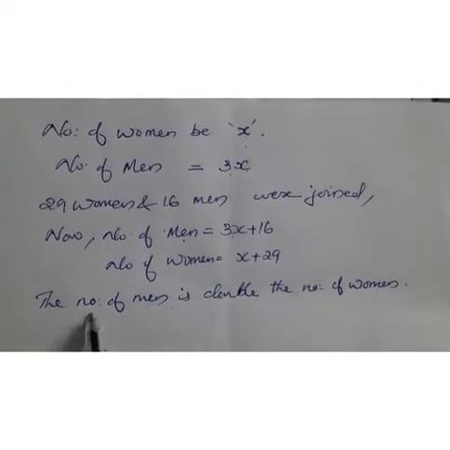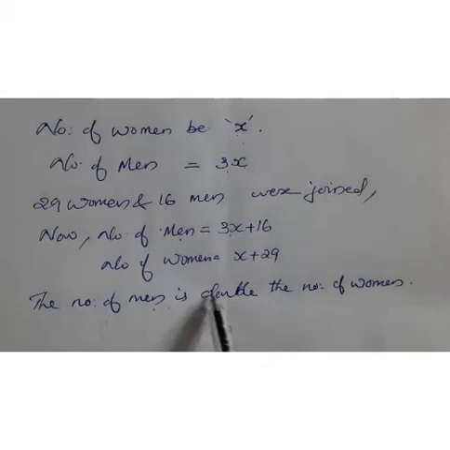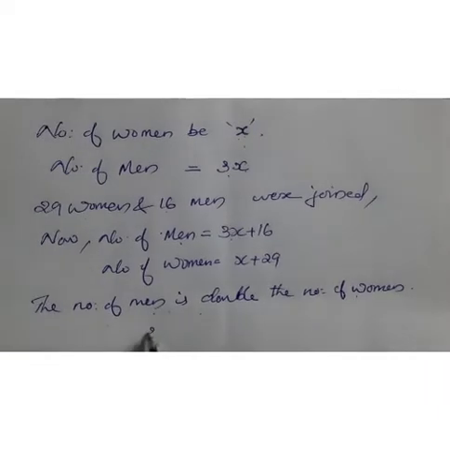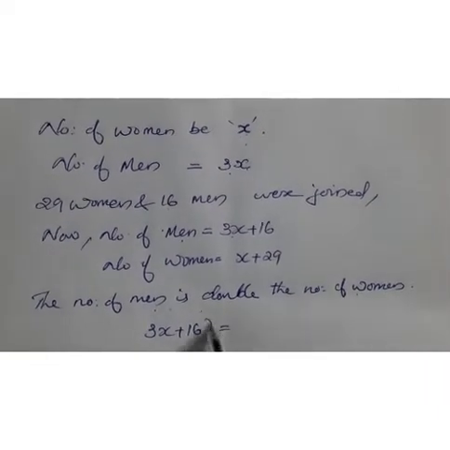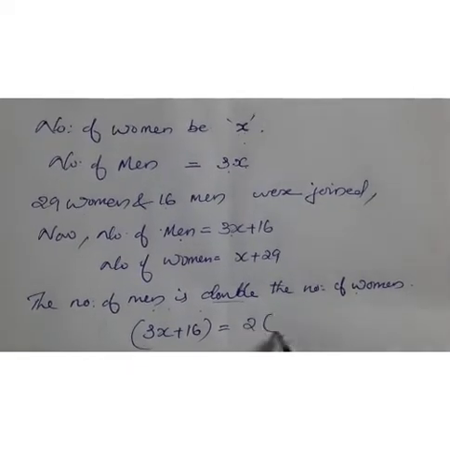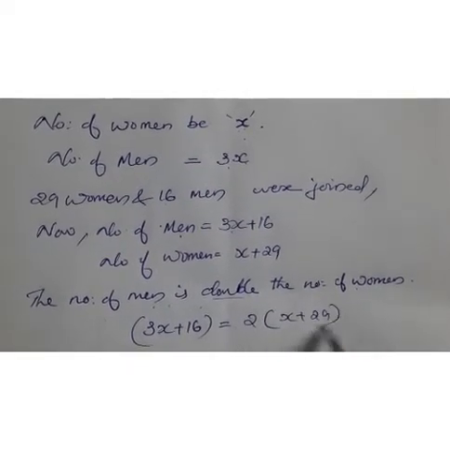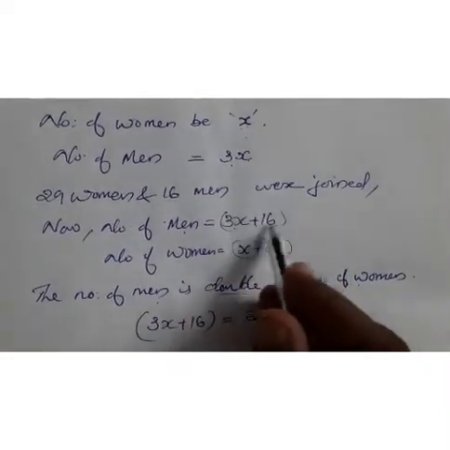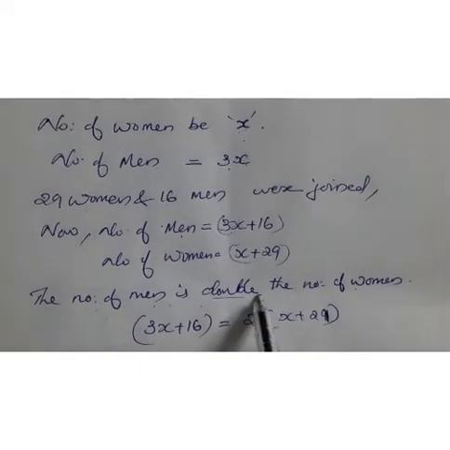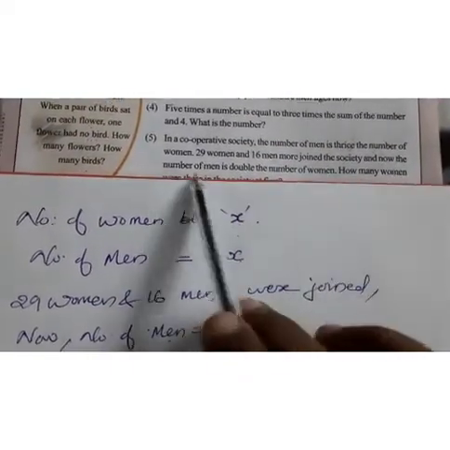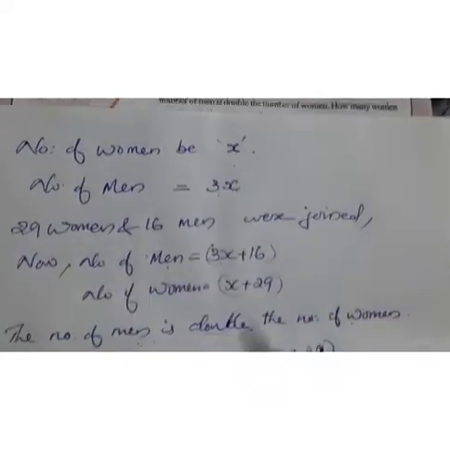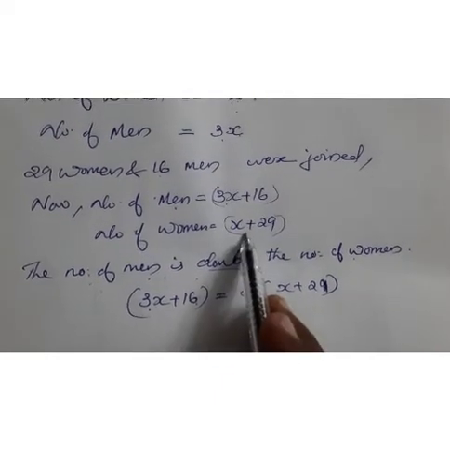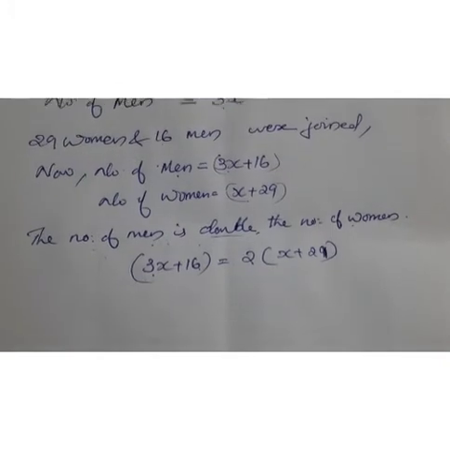So once they joined, what happened? The number of men is double the number of women. So the number of men is 3x plus 16. That is equal to how much? Double. So 2 times x plus 29. So the number of women is x plus 29. The number of men is 3x plus 16. So from this sentence, after joining, what happened? The number of men is double the number of women. So the number of men equal to 2 times the number of women. And from this you have to find out the value of x.